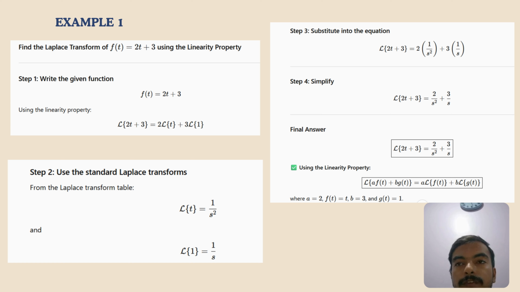Then we simplify the Laplace form. After we simplify, we get Laplace of 2t plus 3 equals 2 over s squared plus 3 over s. As we can see, before step 3, we just multiplied the 2 by the first term and the 3 by the second term, 2 times 1 and 3 times 1.